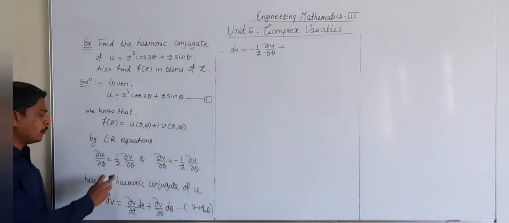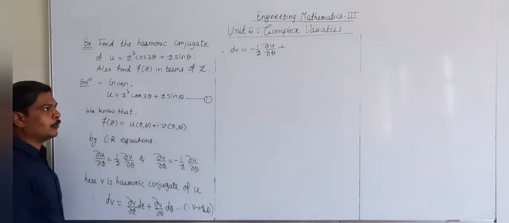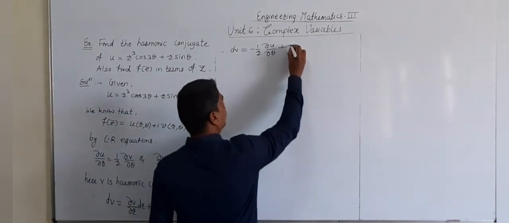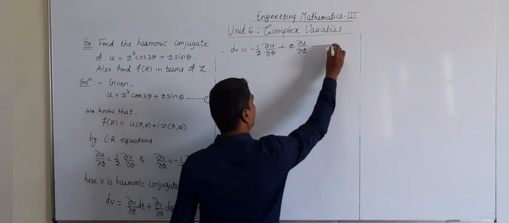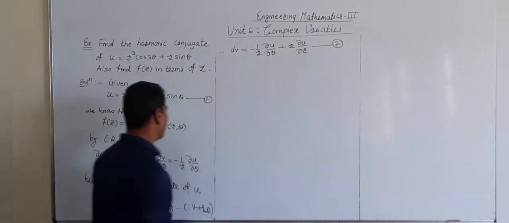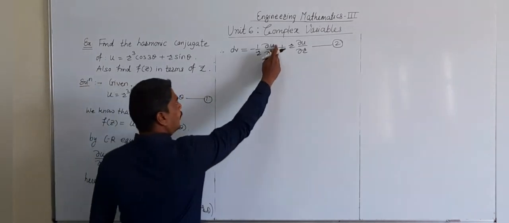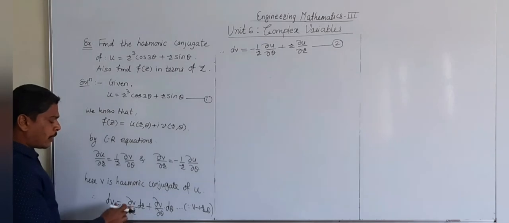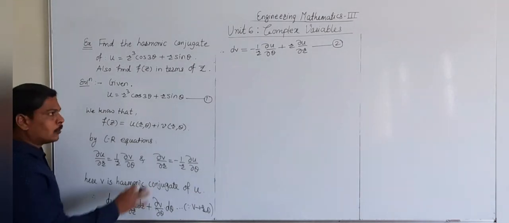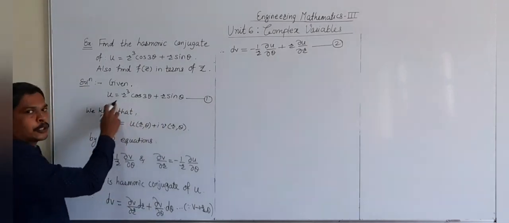From this equation, shifting this r toward the left side, we get r times the partial derivative of u with respect to r. So this becomes our equation number 2, right? And now our requirement is to find the partial derivatives of u with respect to θ and r. We are writing the partial derivative of φ in terms of the partial derivative of u, because our given function is u.